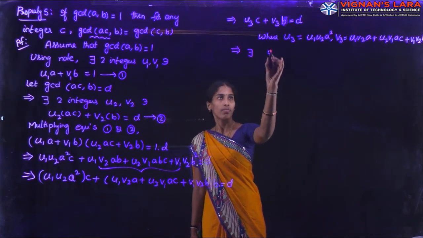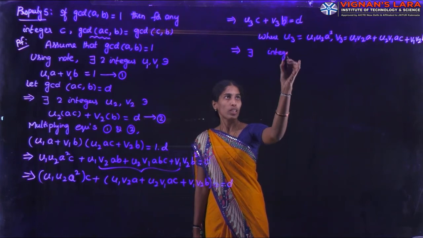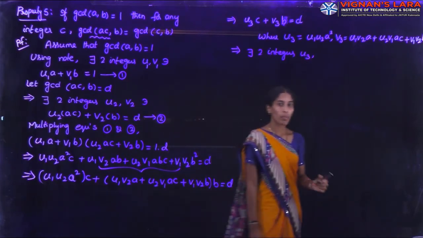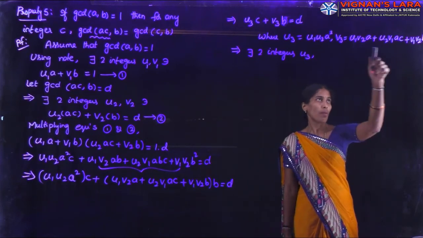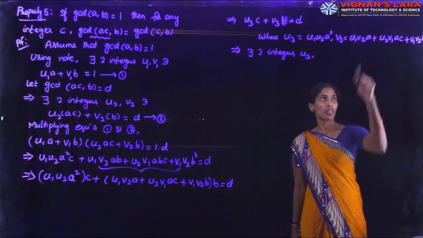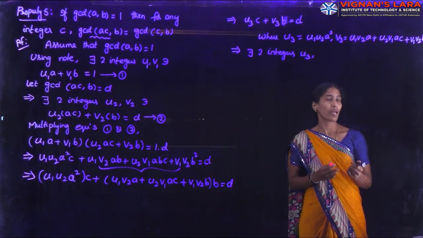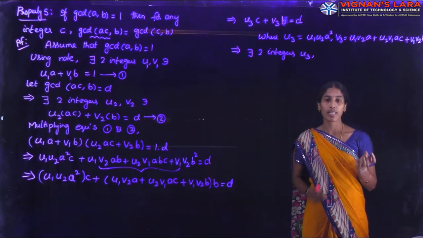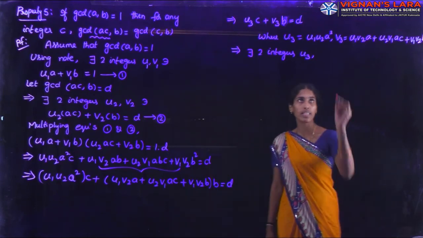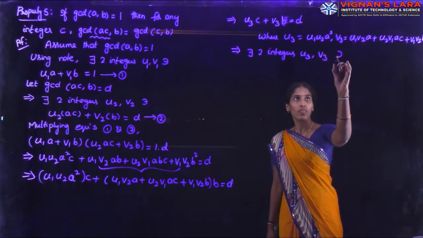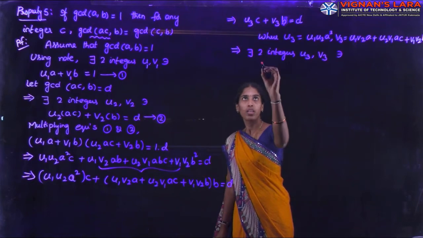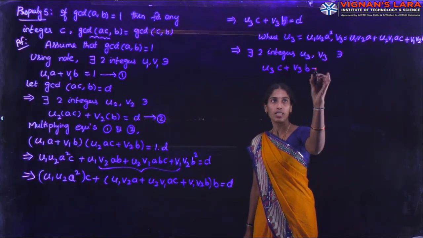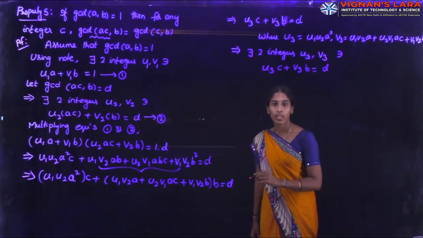There exist two integers, u3, comma. What about the other one? Here also if you observe the combination of u1, u2, v1, v2, a, b, c, all are integers. So product of integers and sum of integers is an integer, u3 comma v3, such that u3c plus v3b is equal to d, right?